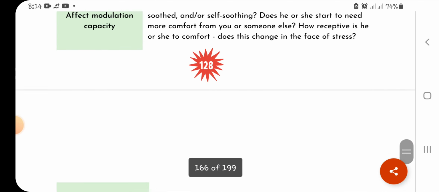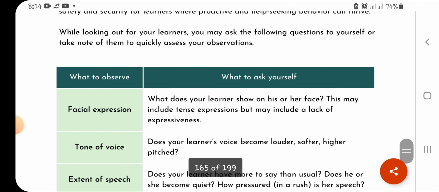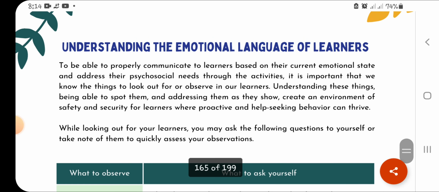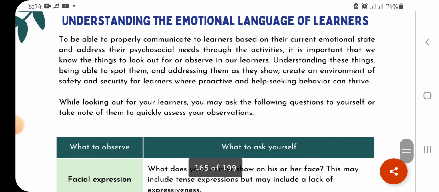Okay, so these are only some of the things that we have to observe or look out for during the conduct of psychosocial support activities to our learners. Remember to see the emotional language of our learners. We all know that action speaks louder than words, right? Okay, so mas maiintindihan natin ang ating mga learners pag tinitingnan din natin hindi lang ang kanilang body language, kundi ang kanilang body or physical language, kundi maging ang kanilang emotional language.